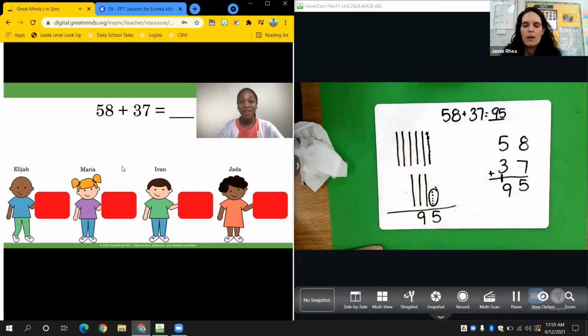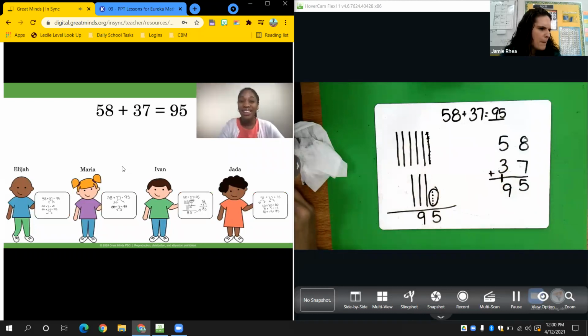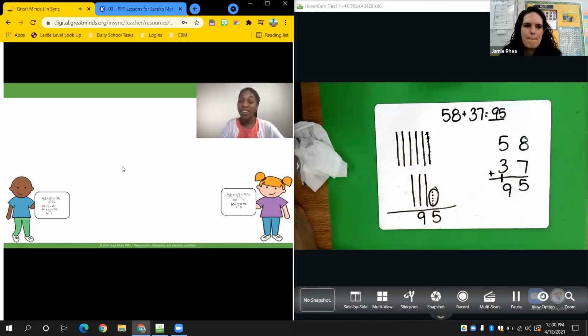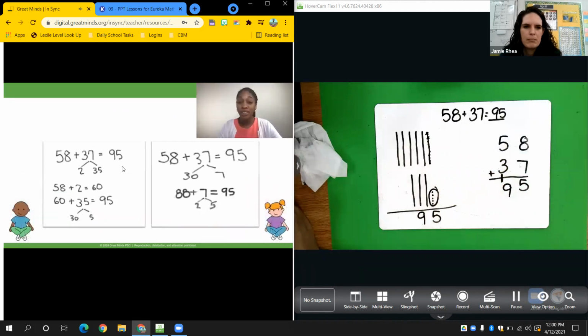Welcome back. Well, what is 58 plus 37? We said 95. 58 plus 37 equals 95. Let's compare the work of our students below. Let's start by comparing Elijah's work and Maria's work. What similarities and differences do you notice about their solution strategies?